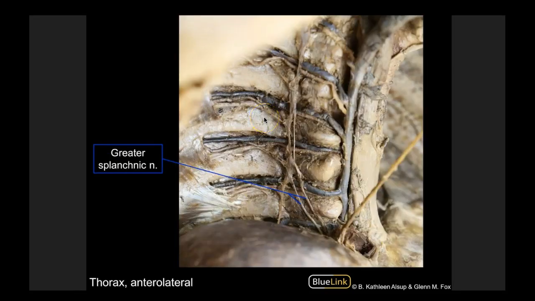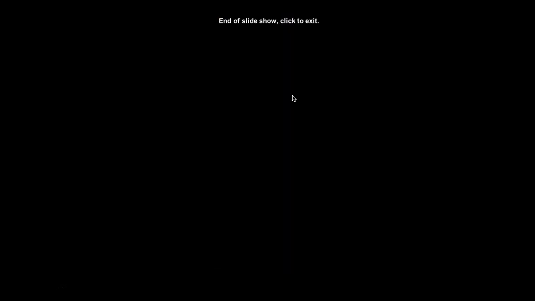The last thing we are going to discuss is splanchnic nerves. This specific one is the greater splanchnic nerve, and these will extend out medially from our sympathetic chain ganglia, and we will discuss the pathways of neurons through these splanchnic nerves in our lecture portion of the autonomic nervous system. That is it for our pre-laboratory 2, and I will see you in lab.